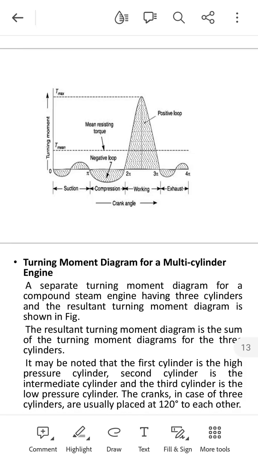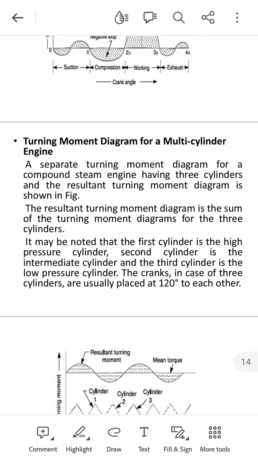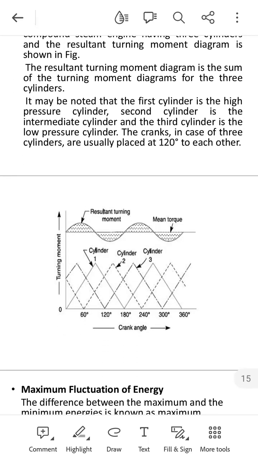Turning moment diagram for a multi-cylinder engine. A separate turning moment diagram for a compound steam engine having 3 cylinders, and the resultant turning moment diagram, is shown in the figure. The resultant turning moment diagram is the sum of the turning moment diagrams for the 3 cylinders. The first cylinder is the high pressure cylinder, the second is the intermediate cylinder, and the third is the low pressure cylinder. The cranks in case of 3 cylinders are usually placed at 120 degrees to each other.